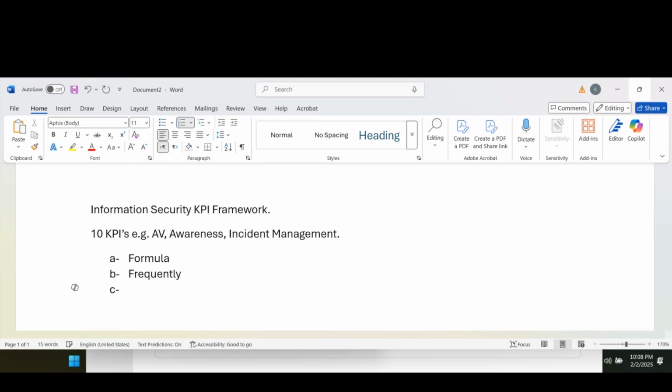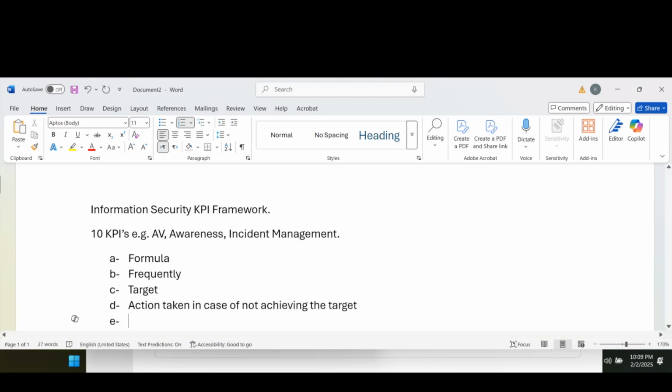Third, the target. What would be the target values for antivirus? You can specify whatever target, but I need to have a target. So for the antivirus, the target will be 99%. The incident will be 100%. You can do your own research and see what the target should be for small and medium organizations. And finally, what should be the action taken in case of not achieving the target?